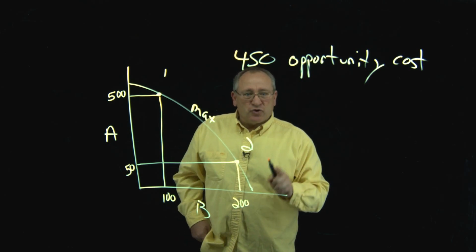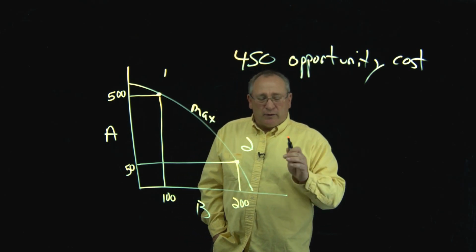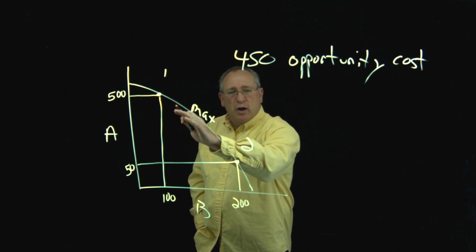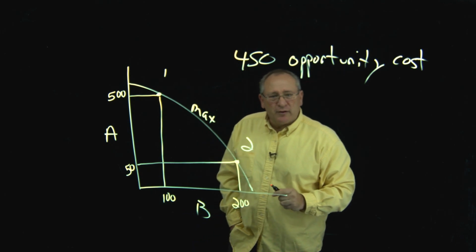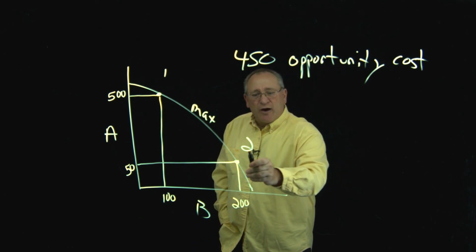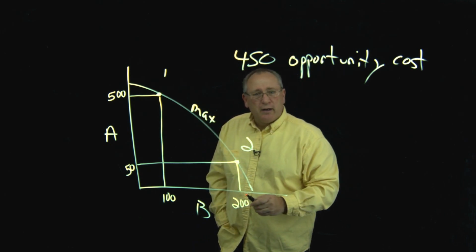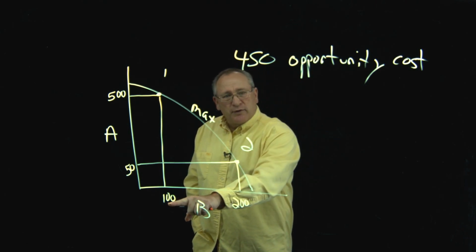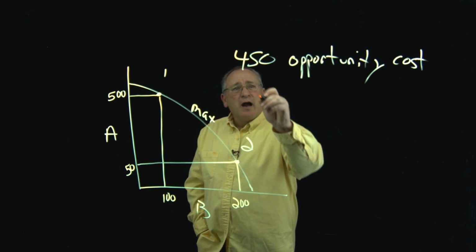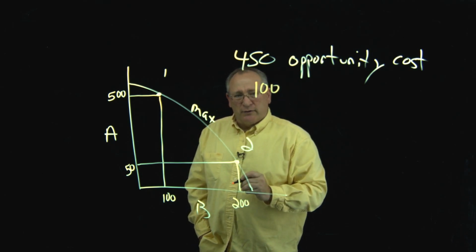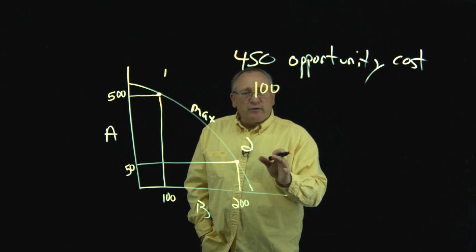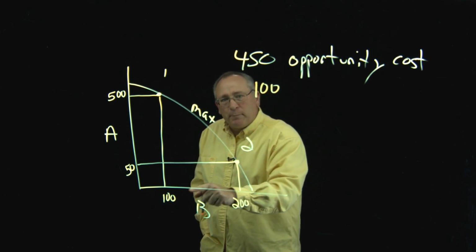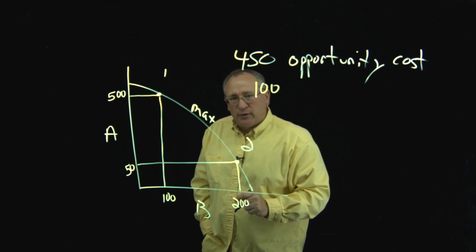Now, just to make sure you can understand the opportunity cost principle, let's say we're going to go back from point 2 to point 1. What's our opportunity cost now? What do we sacrifice now to move back from point 2 to point 1? Well, we were producing 200 units of B, and now we're only going to produce 100 units. So to move back, our opportunity cost is 100 units. Okay? So the opportunity cost is always measured by what you give up, what you sacrifice. So what becomes a smaller number is your opportunity cost.